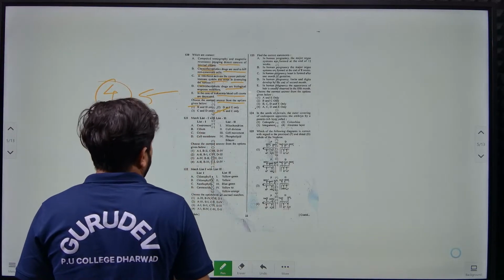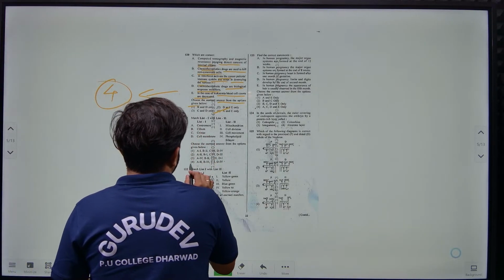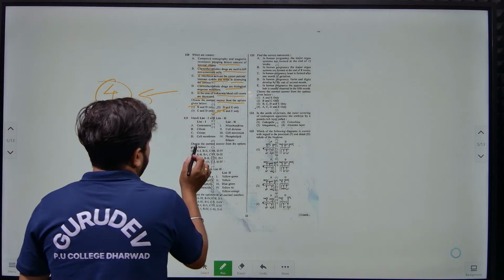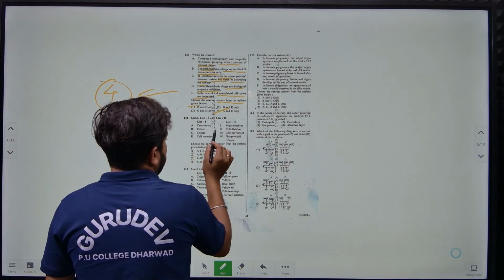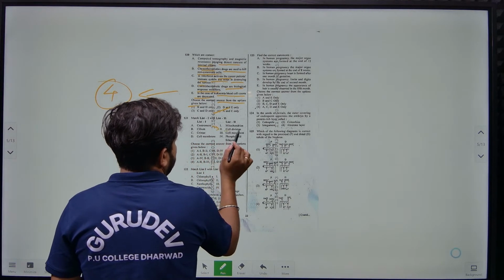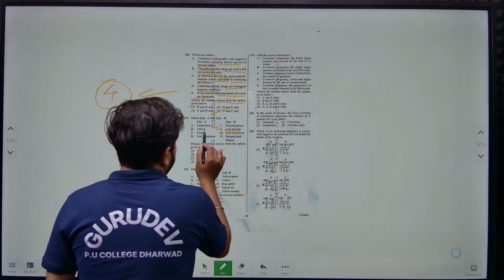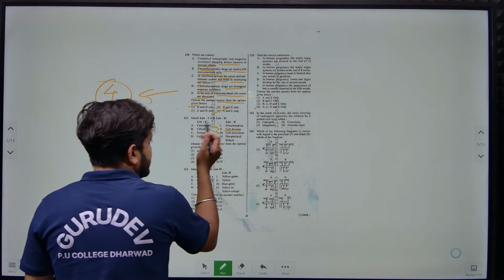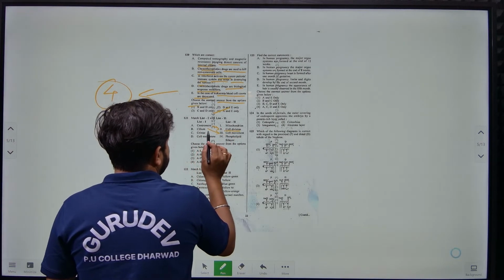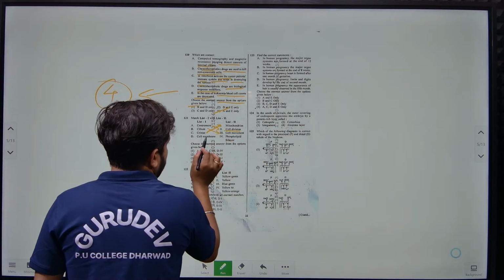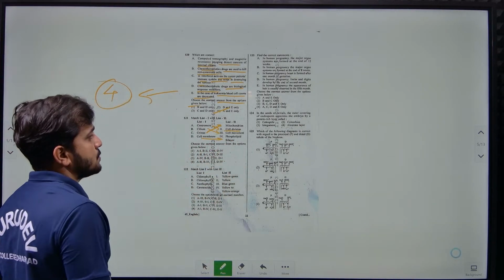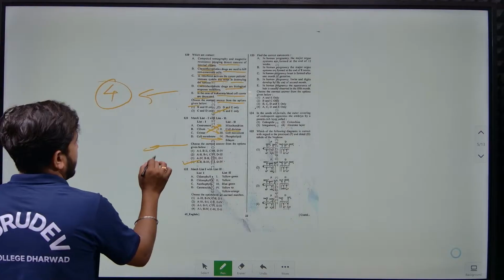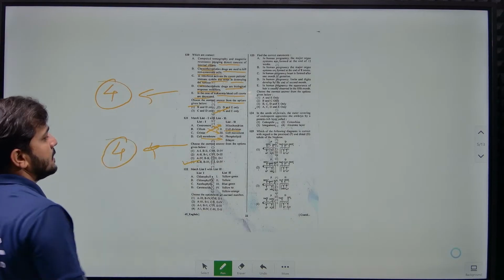Then next is: match column 1 with column 2, right? So here we are going to find out with respect to that. Match column 1 with column 2. So centromere is related with cell division, right? Then cilium is related with cell movement, right? Which actually initiates the movement. Cristae is related with the mitochondria. Cell membrane is related with the phospholipid bilayer. So according to that, option 4 is correct, right? So here option 4 is correct, right?